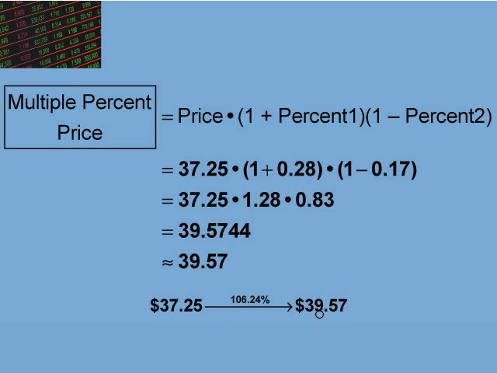Notice that going from $37.25 to $39.57 is a percent increase of 106.24% of the original price. But that's the same as multiplying the individual percents, 128% and 83%. So multiple percents can be reduced to a single percent calculation. Let's look at a final example.